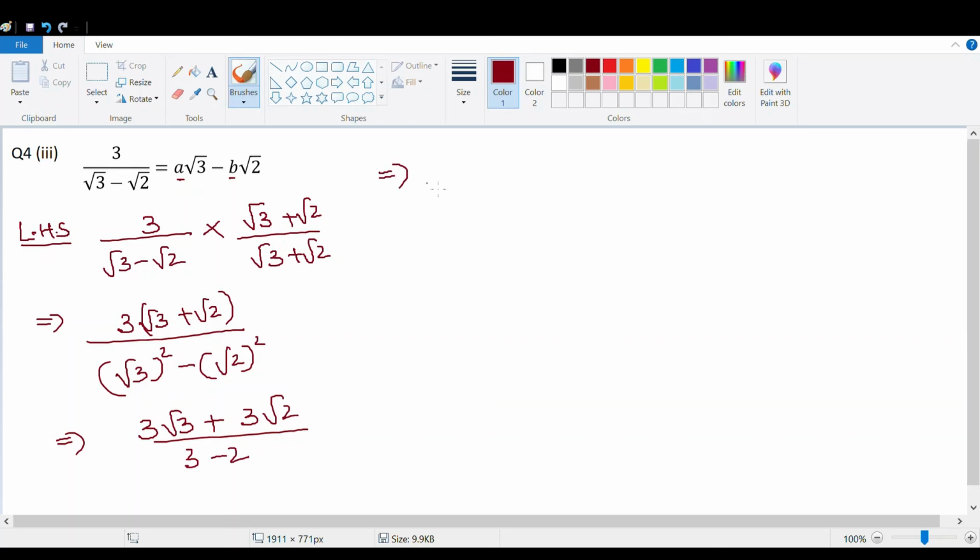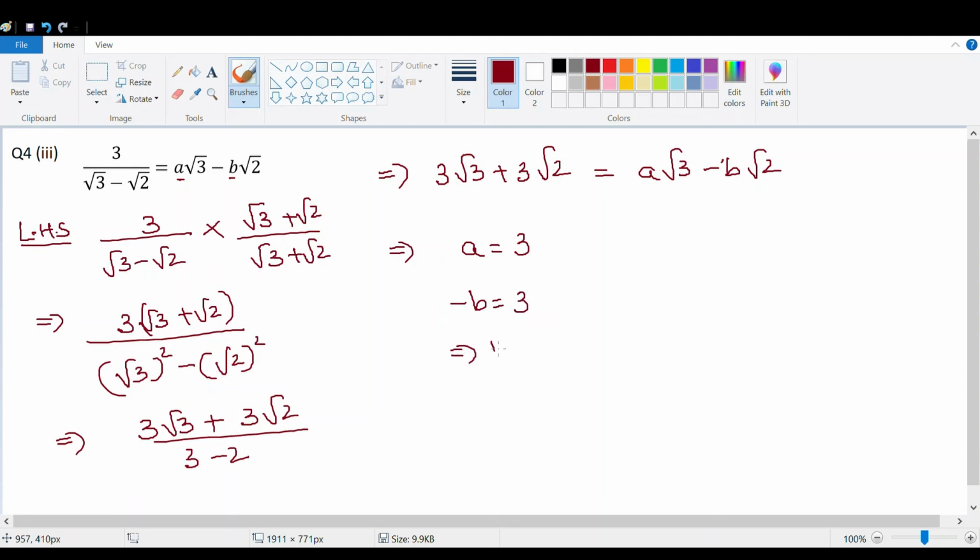Which means this is equal to 3 root 3 plus 3 root 2, which is given equal to a root 3 minus b root 2, which means a is equal to 3 and negative b is equal to 3, which means b is equal to negative 3. So that's the value. a is equal to 3 and b is equal to negative 3. Let's look at the next one.